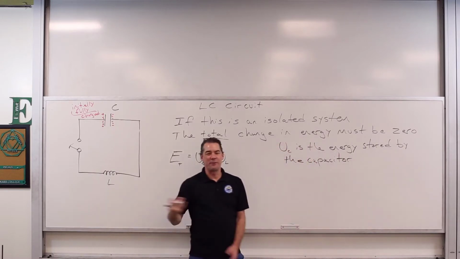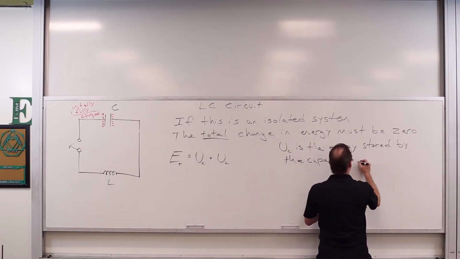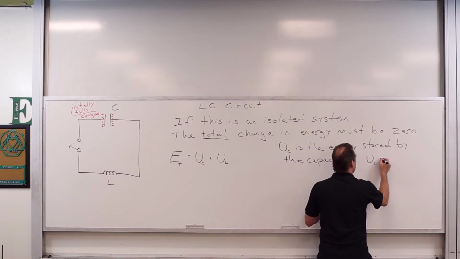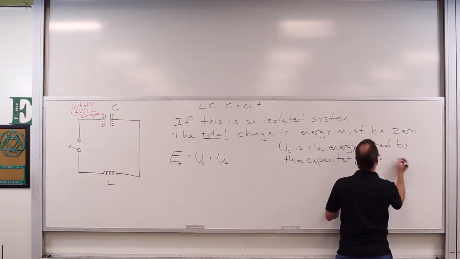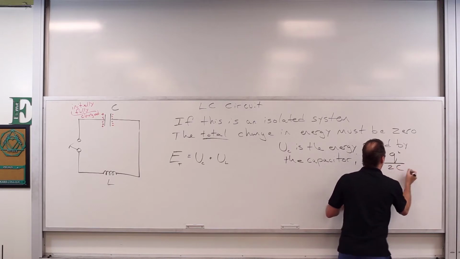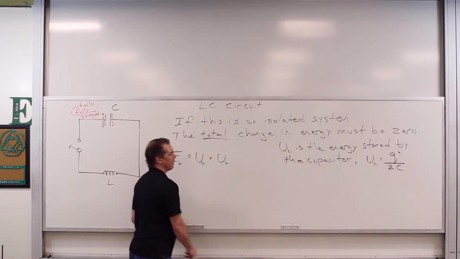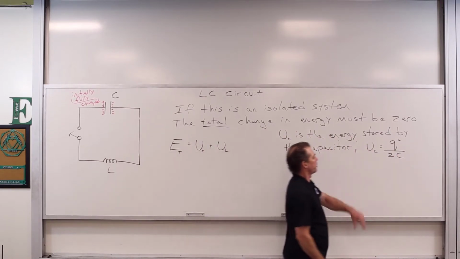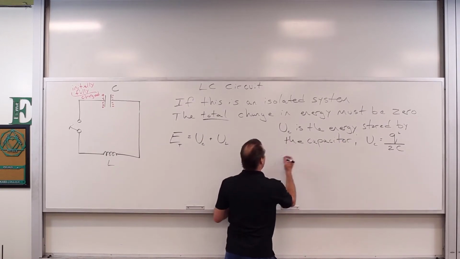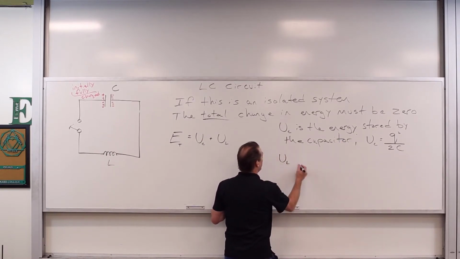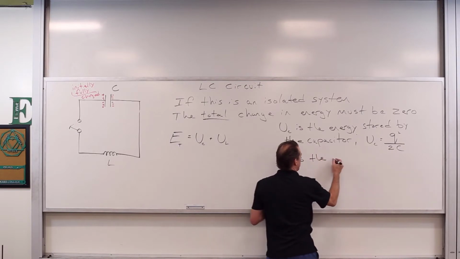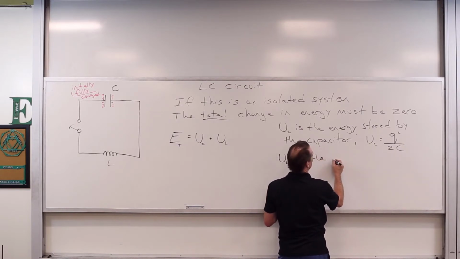which we know we can write in a few different ways. We're going to write U sub C as Q squared over 2C. That's a nice way to write the energy stored. Q is the charge stored, C is the capacitance of the capacitor, and U sub L is the energy stored by the inductor.